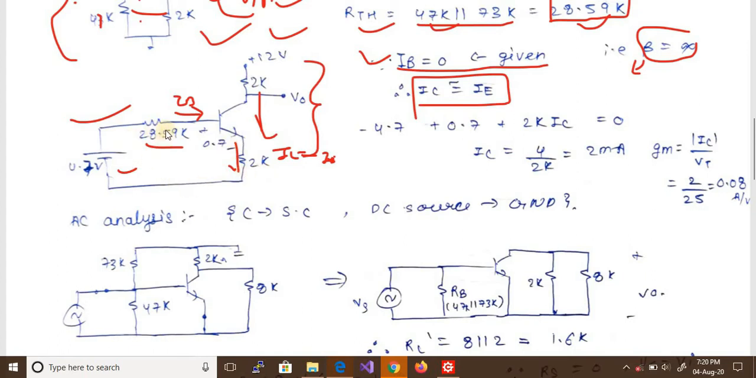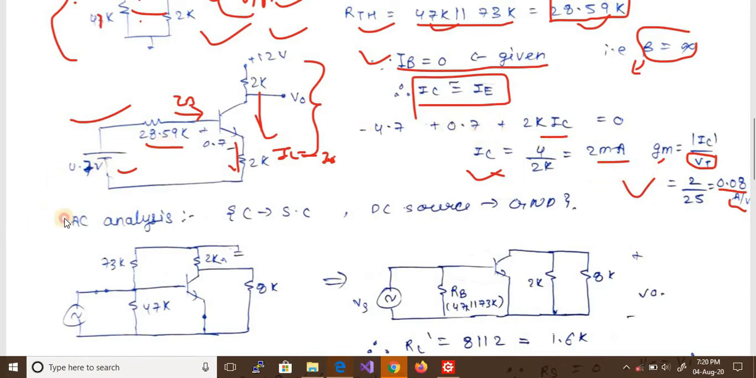If you use KVL in this loop, you will get minus 4.7 plus 0 plus 0.7 plus 2k into IC. If you simplify it, you will get IC as 4 upon 2k, which equals 2 milliampere. So you got your IC. Now you can find out your GM. GM we know is mod of IC by VT. VT we are given as 25 millivolt. So 2 milliampere by 25 millivolt will be 0.08 ampere per volt. So now you are completed with GM, and with the DC analysis.